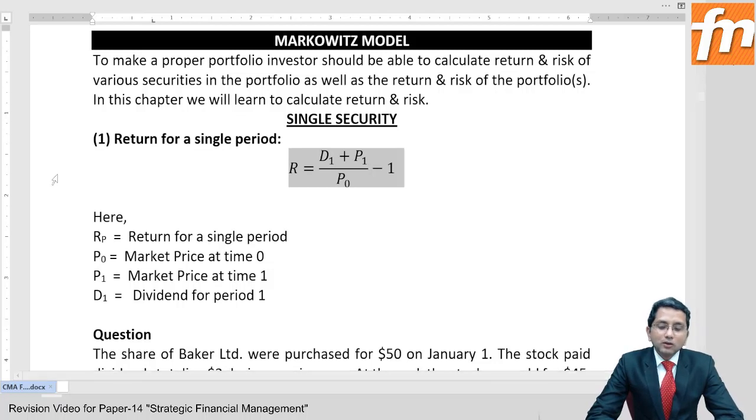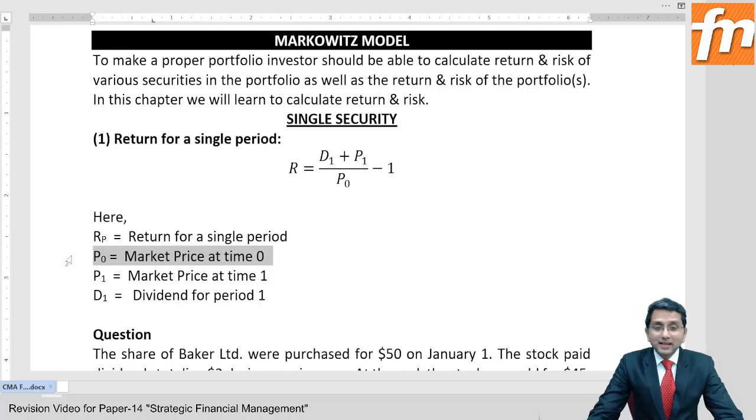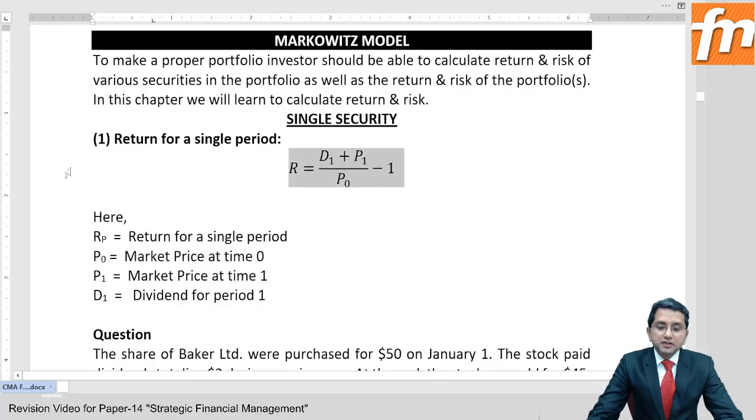This is also named as the holding period return, HPR. And this return is equal to (D1 + P1) / P0 minus 1. What is R or RP? It is return for a single period or holding period return. What is D1? It is dividend for the first year. What is P1? Market price at the end of first year. What is P0? It is market price at year 0, or better I say, it is market price at the beginning of the first year. So market price at the end of first year is in the numerator and market price at the beginning of the first year is in the denominator. And D1 is dividend for the first year.